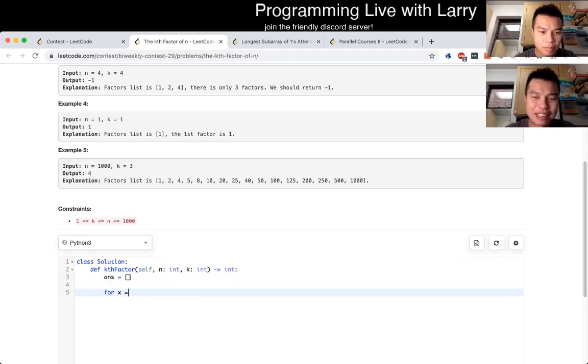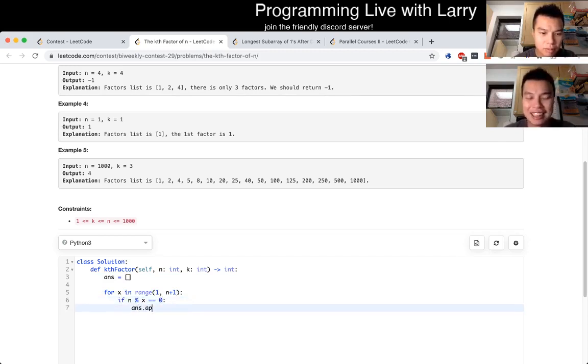And basically I just do a brute force and just check all the factors, put them in a list, and then return the kth factor. You don't even have to put them in a list actually, but I put it in a list, and then you just kind of check it.